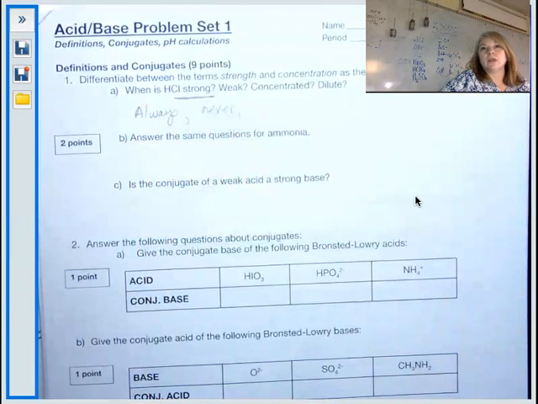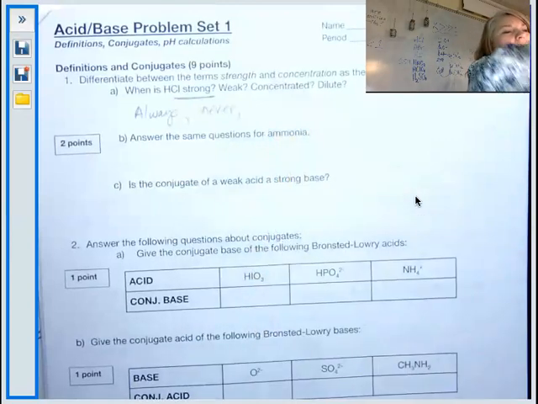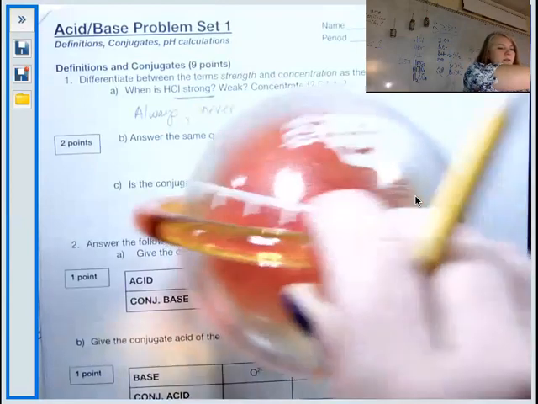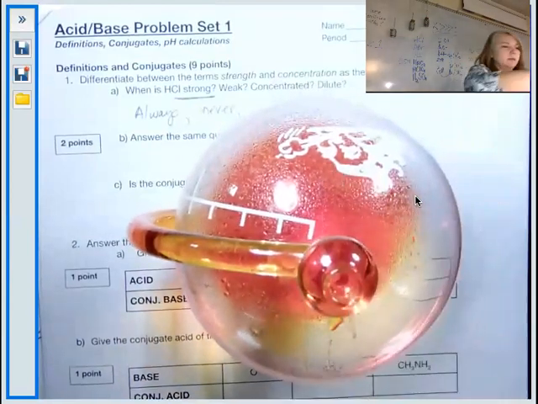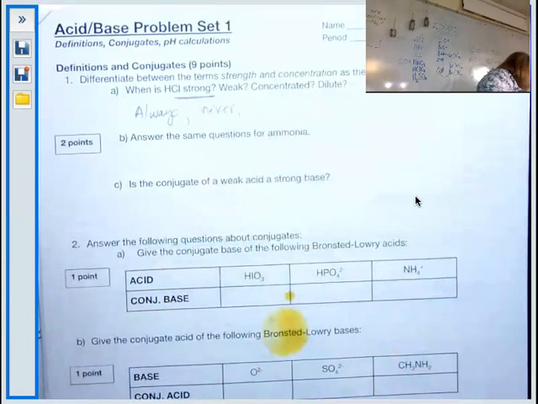Okay. So concentrated is, let's say, I'm not sure if you guys can see this. Ooh, just made a mess with that. Never mind. Try that again. All right. So, it's a good way of showing that.